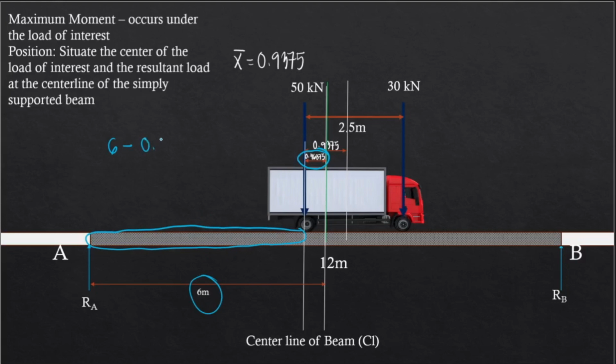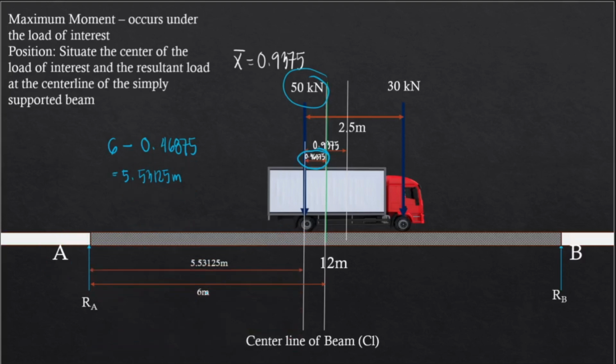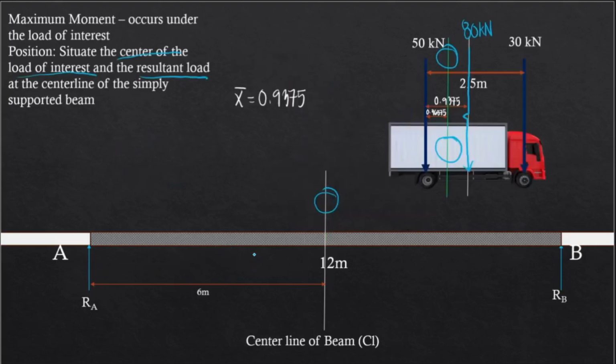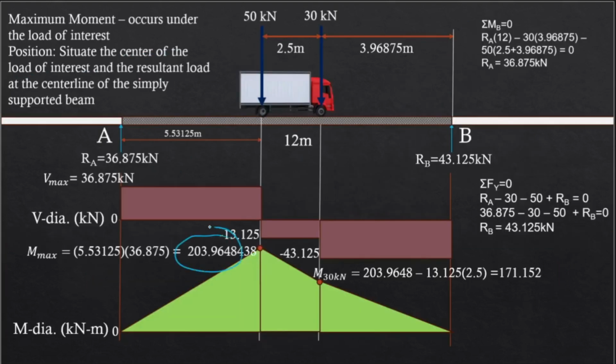So 6 minus 0.46875, we have 5.53125. And so this must be the location of the 50 kN load from the support at A to produce the maximum moment. And so we have this situation, and then once you will be able to determine this value, then you can now solve the moment under the 50 kN load. And so that value was solved earlier. Again, we have this one, 203.964.